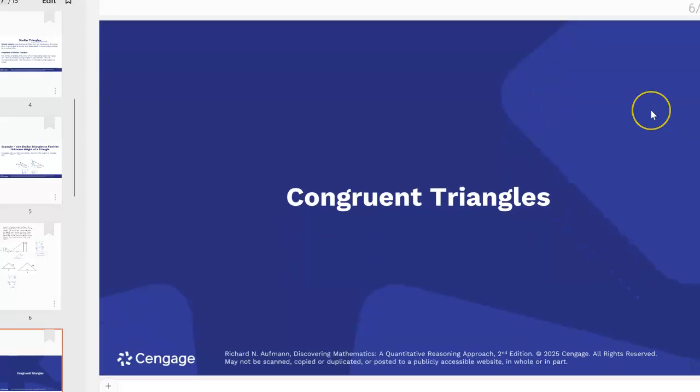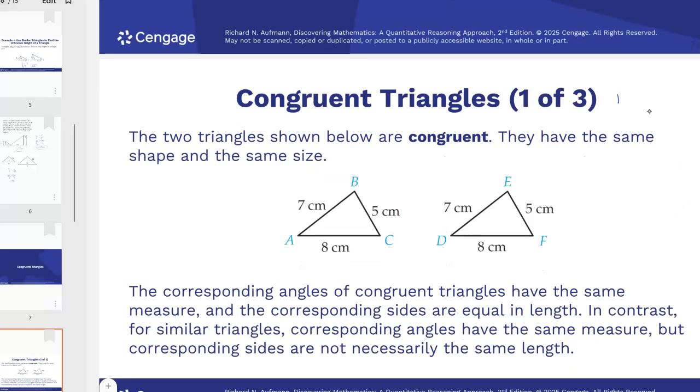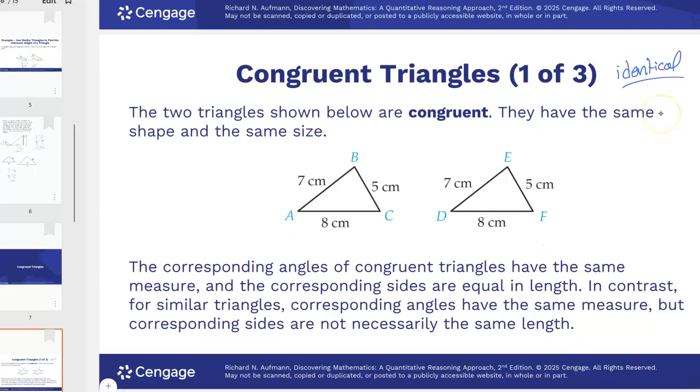Now let's look at congruent triangles. When you hear the word congruent, I want you to think about identical, because that's what it means. These triangles are going to be identical because the angles are going to measure the same and the sides are going to measure the same. So this guy is going to look just like this guy.